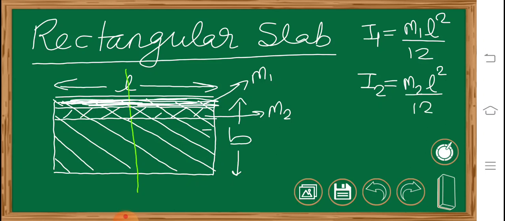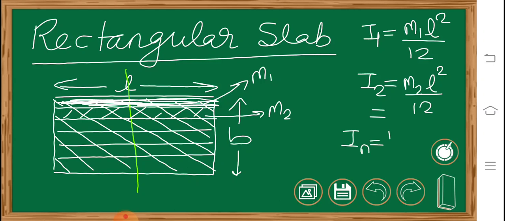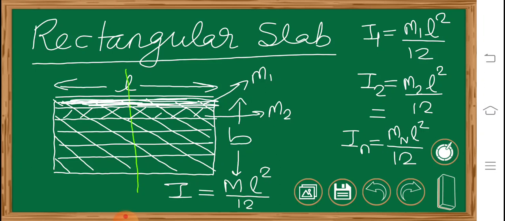In the same way we cut the third rod, then the fourth rod, and suppose we cut n rods. So at last the moment of inertia of the nth rod will be mn L square upon 12. Now if we add the moment of inertia of all these objects, then the total moment of inertia will come out to be capital M L square upon 12.